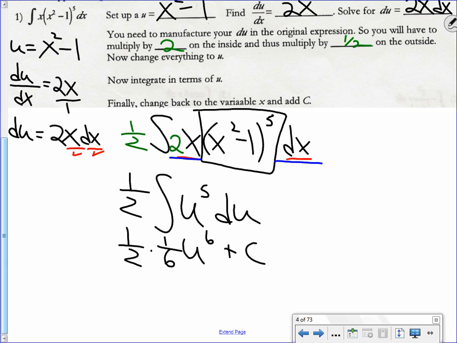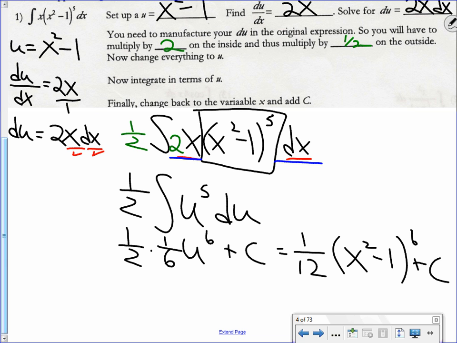Now, when I give my final answer, they gave me a problem in x's. I'm not going to give them an answer in u's. So we're going to get, oh, remember that, the 1/12, 1/6 times a half. I'm not going to write u to the 6th. Remember what u is equal to? x squared minus 1. We got it ourselves without just having the answer above us.